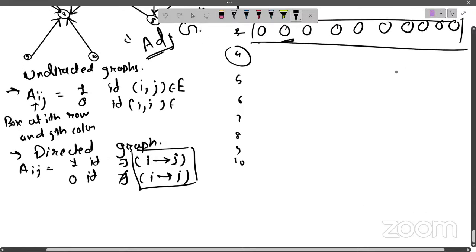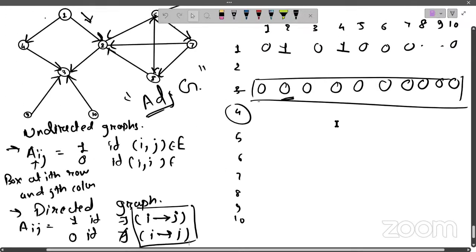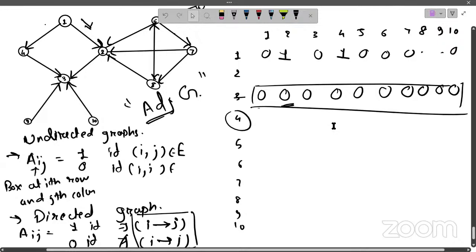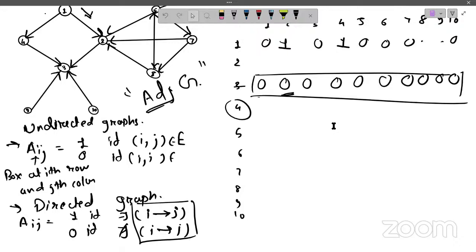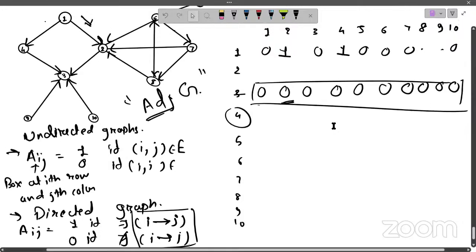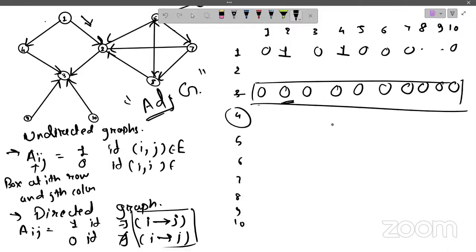Got it? The tail will always be on the row, not on the columns. The tail and head of the arrow: your tail will always be on the row, and the arrowhead will be on the columns. It cannot be the other way around. This is the general acceptance.